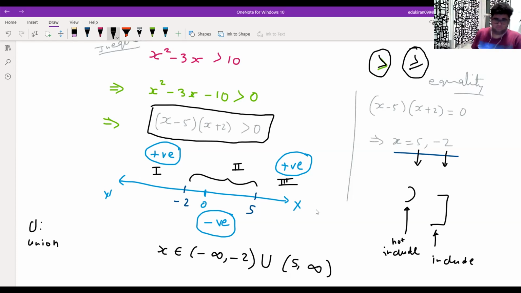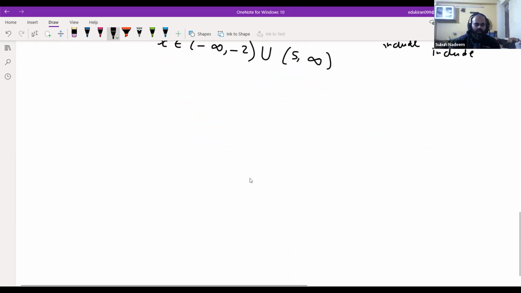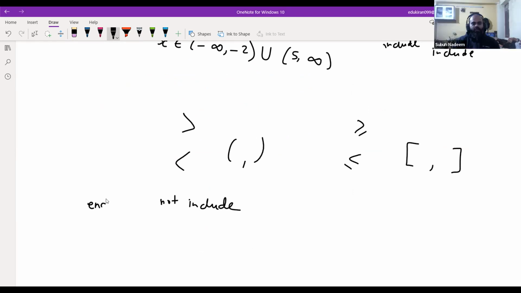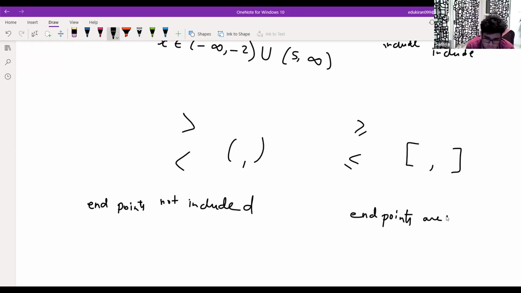So include and not include, that's okay. That is, if it is greater than or less than, then we will use an open bracket like this. And if it is greater than equal to, less than equal to, then there are close brackets like this. So we have to include that. Endpoints not included here. Here endpoints included. And infinity and minus infinity is never included. Okay.